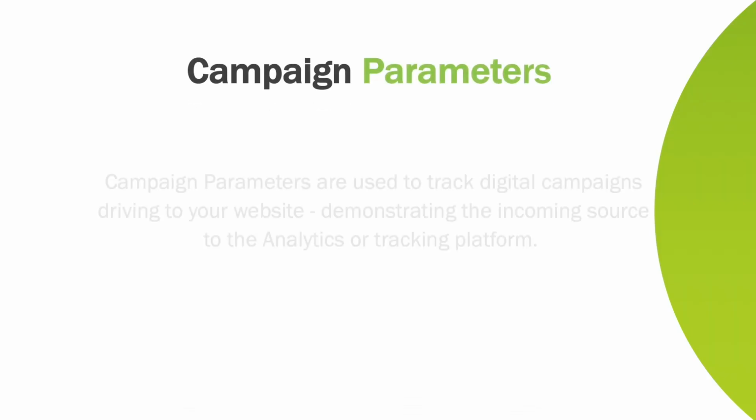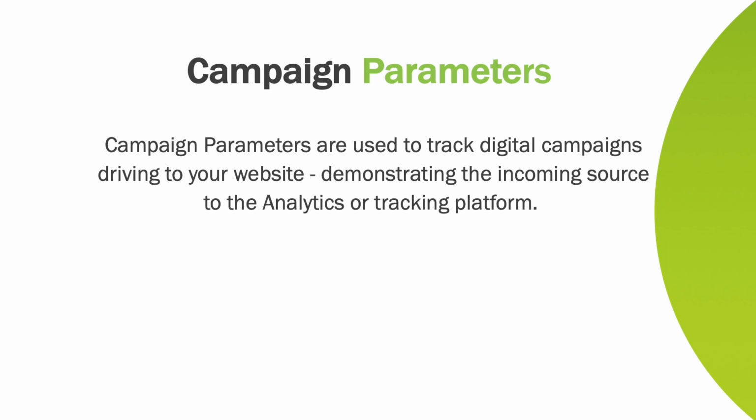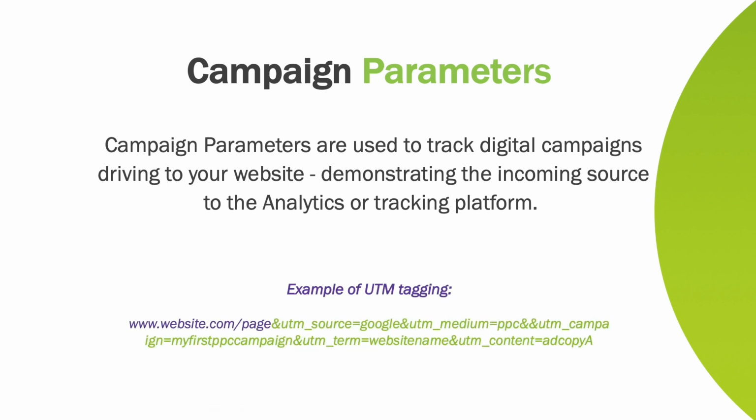Campaign parameters are used to track digital campaigns driving to your website, demonstrating the incoming source to the analytics or tracking platform. UTM parameters are a Google Analytics-centric method which lets you attribute a certain link with an action. Other tools use similar tracking methodology, but consult your web analytic guides for more information. Without campaign parameters, your website may not understand where the traffic came from. If you're not tagging, you're not tracking.